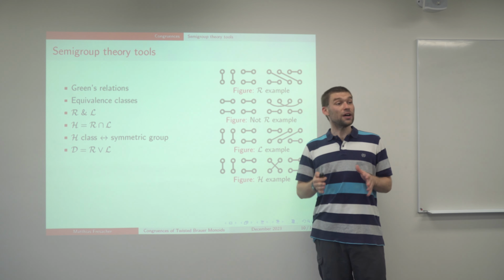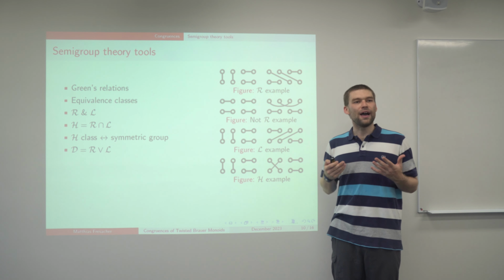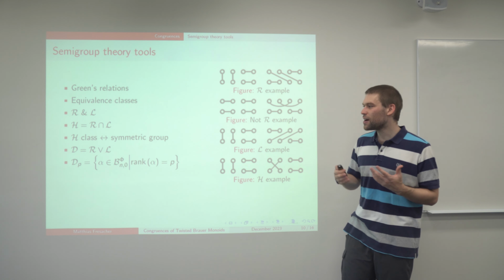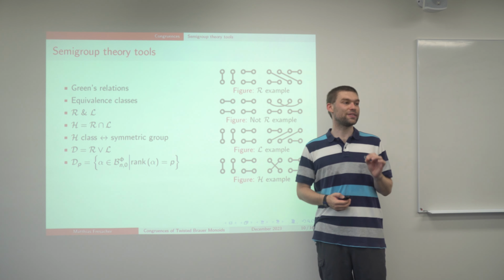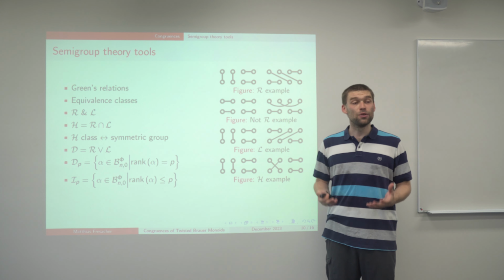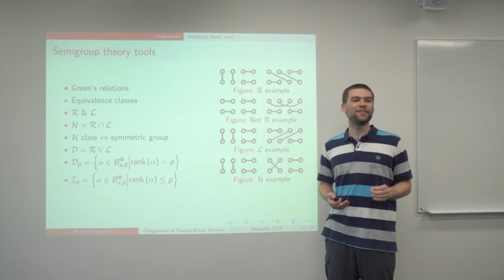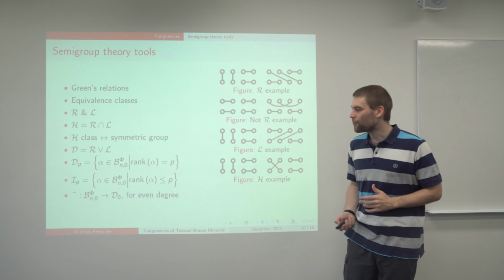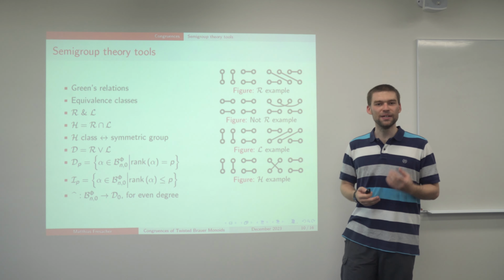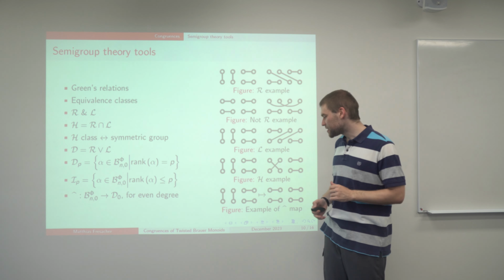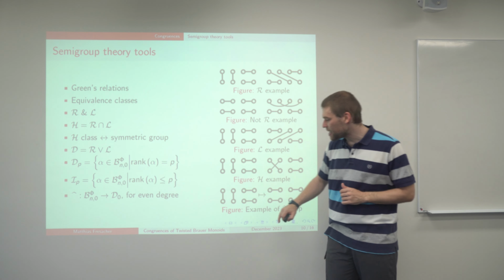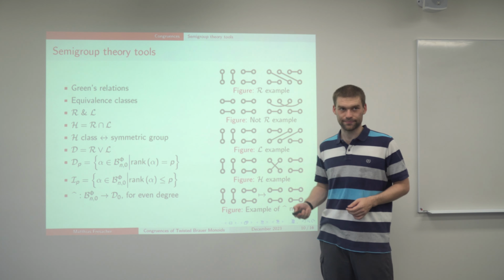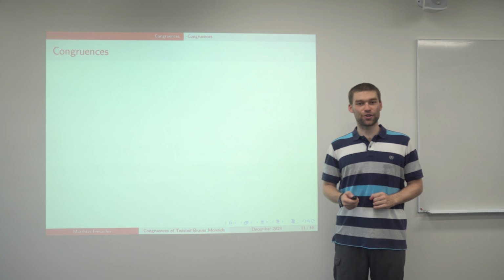Instead of the intersection, I can take the union, the join, and that gives us the D relation. So two diagrams are D related if they have the same rank. We'll also need the ideals for this monoid, and these are the sets of all diagrams with a given rank or less. And finally, we'll need a hat map. This is defined for even degree, and essentially all it does is annihilate any transversal edges in the obvious way that you would expect. So now let's go through the congruences.